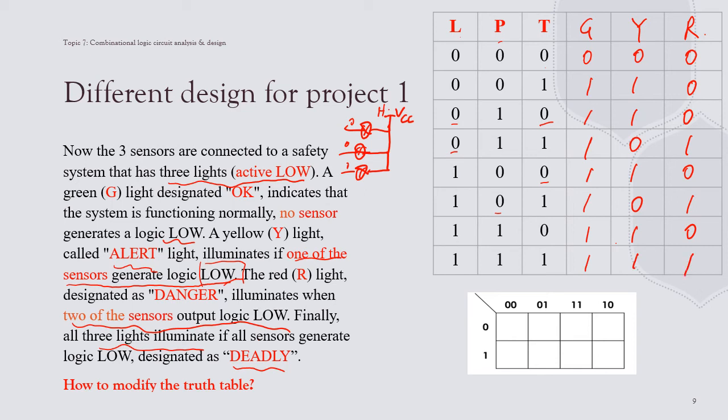Okay, so in this case we still have 3 outputs, so we still need 3 column maps to do the simplification. But to save some time, I'll just show you one here. Let's try yellow. You can do the other 2 by yourself. Yellow, still we have L, P, T, but the truth table for yellow changes, right? So now it's 0 1 1 0 1 0 1 1. Okay, so we need to simplify this.